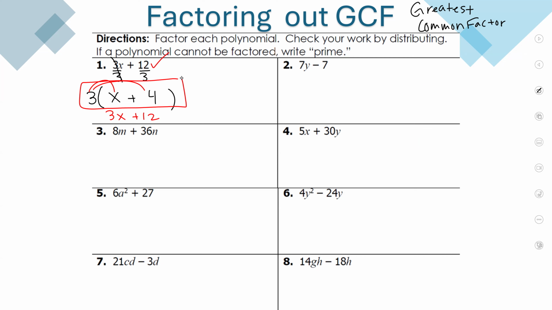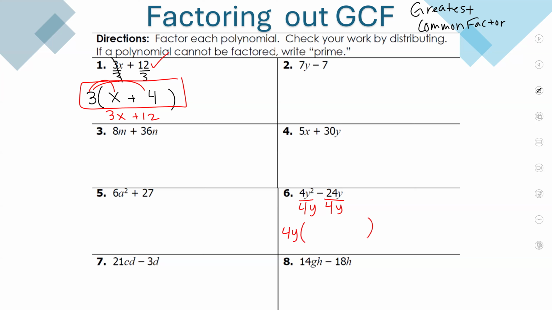Okay, let's try number 6. What can 4 and 24 both be divided by? 4. Now, do they both have a y they can give me? Yep, the first one has 2 y's and the other one has 1 y. So they both can give me at least 1 y. We're going to divide by 4y, so that goes on the outside. These 4's cancel. These y's cancel. What am I left with? Y minus 6. How can I check if I'm right? Distribute it, so I'll do that in blue. 4y times another y is 4y squared. 4y times negative 6 is negative 24y. And that's what I started with.